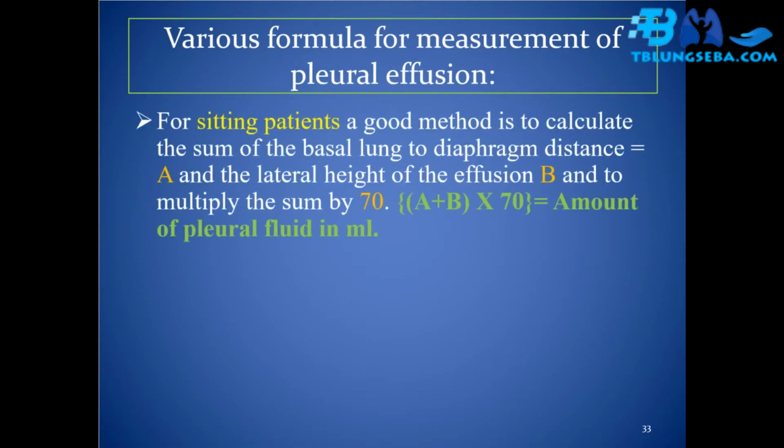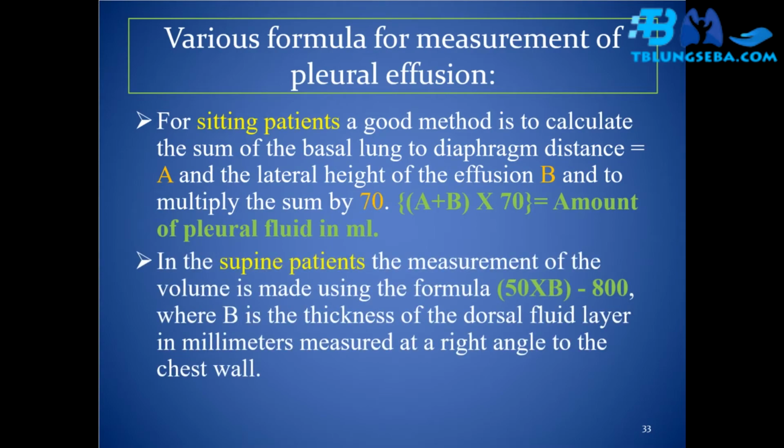For sitting patients, a good method is to calculate the sum of the basal lung to diaphragm distance, equals A, and the lateral height of the effusion, B, and to multiply the sum by 70. A plus B, times 70 equals amount of pleural fluid in ml.